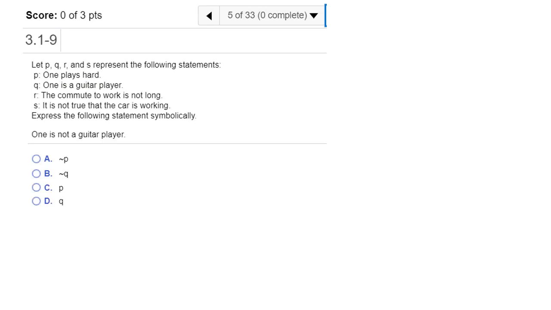For question 5, you are given the statements P, Q, R, and S, and you have to express the following symbolically. One is not a guitar player. Well, the statement that deals with the guitar player is Q. Since that has the word not in there, we would put the tilde or wavy line symbol, and it would be not Q. Answer choice B.